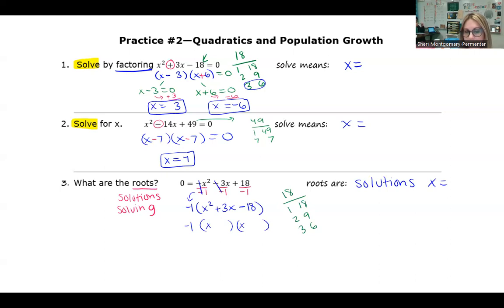Question 3 is a lot like question 1. 3 and 6 will also work. The middle term for this one is positive, so my bigger number has to be positive. And it's just like number 1. If I have 6, I would have to take away 3 to get 3. When you set these equal to 0, the -1 out in front doesn't matter because there's no x there. So there's no x equals. So you end up with x is equal to +3, -6.